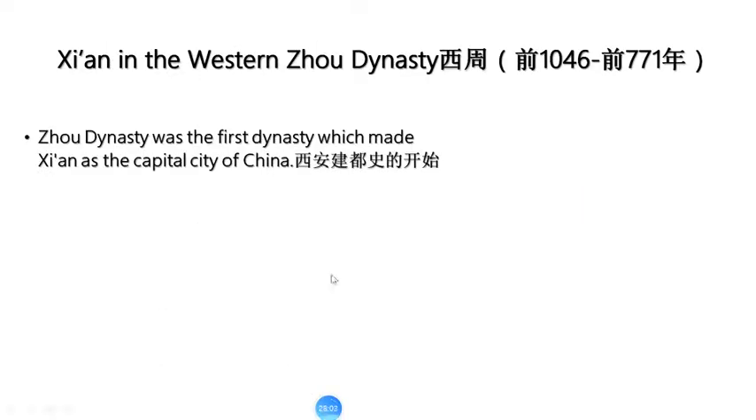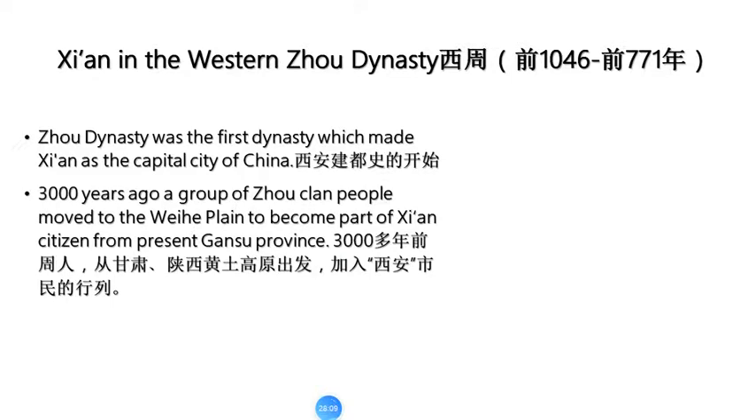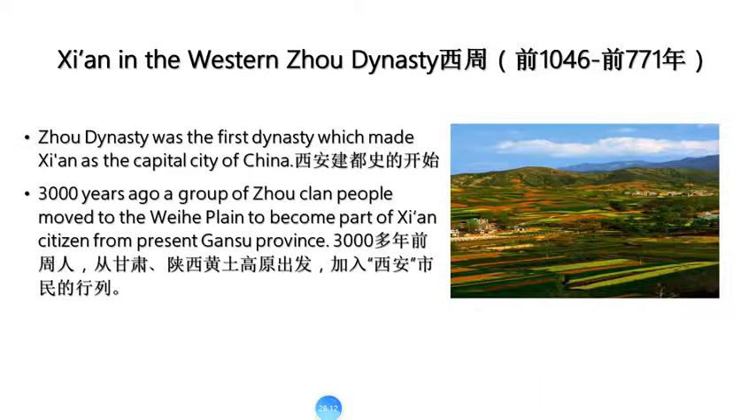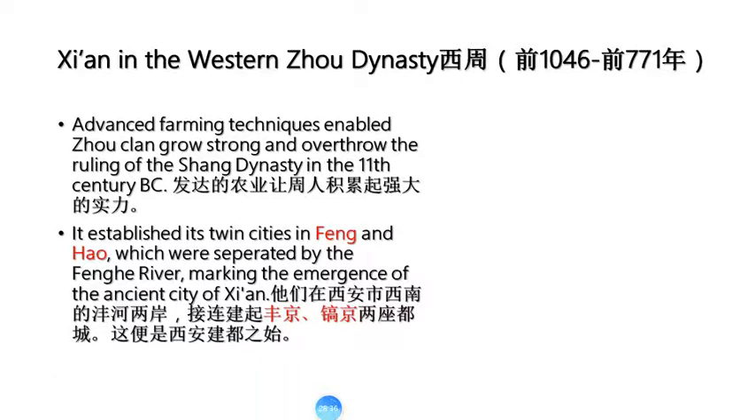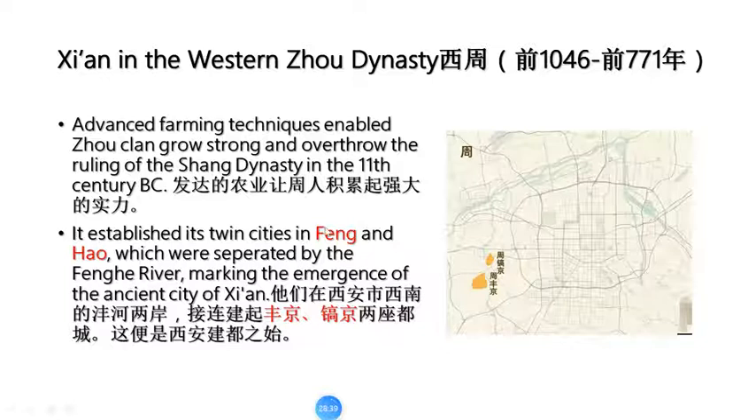Zhou Dynasty was the first dynasty which made Xi'an the capital city of China. 3,000 years ago, a group of Zhou clan people moved from present Gansu province to the Weihe River Plain to become part of Xi'an citizens. Advanced farming techniques enabled the Zhou clan to grow strong and overthrow the ruling of the Shang dynasty in the 11th century BC. It established its twin cities in Feng and Hao, which were separated by Fenghe River, marking the emergence of the ancient city of Xi'an.